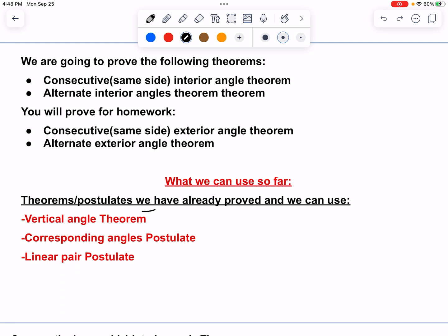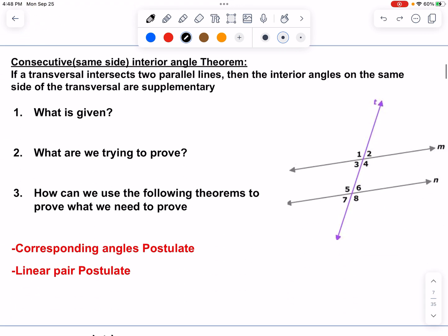Here are the theorems that we've already proved. After you prove a theorem, you can use it. So those are what we're able to use so far. Let's do the consecutive interior angle theorem. First, what is given, and then what are you trying to prove? I'd pause the video and see if you can answer those questions.